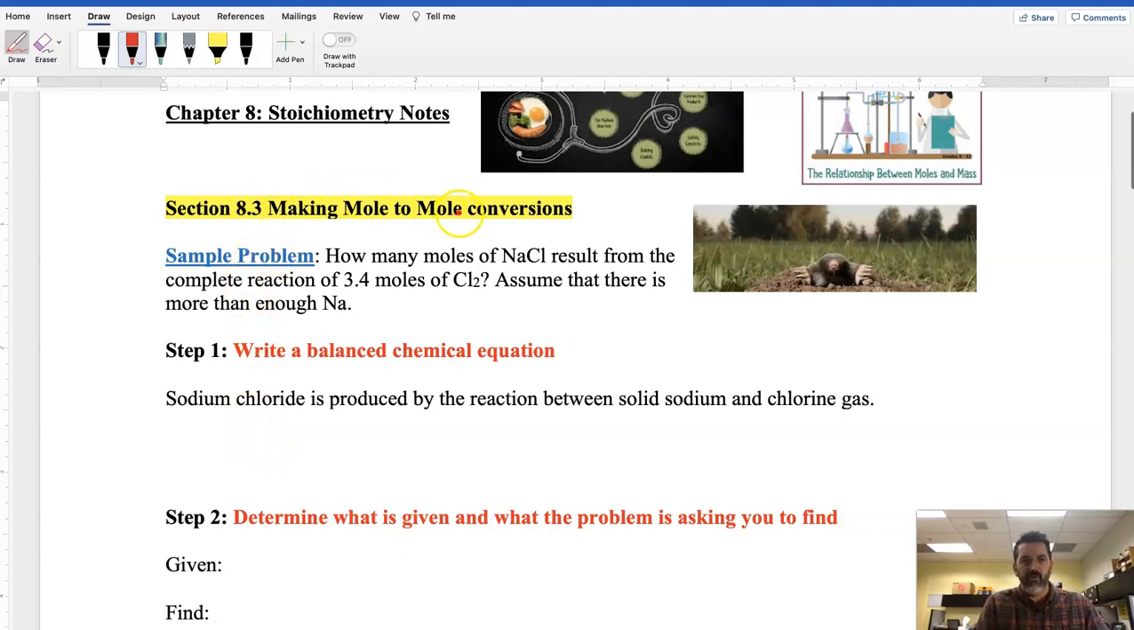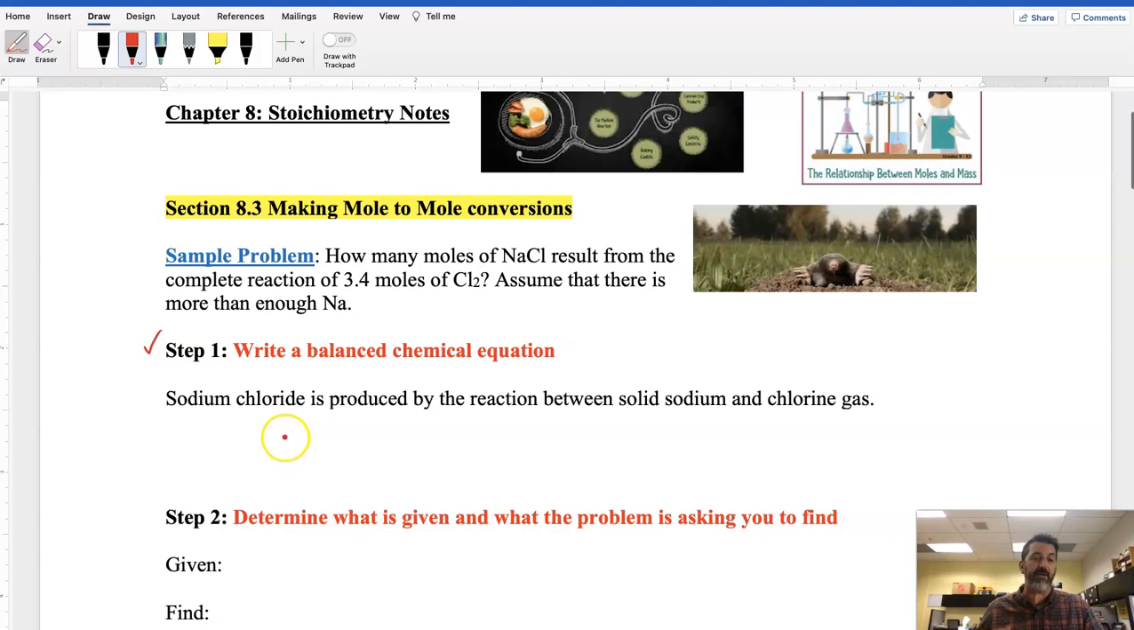So we're going to start with mole-mole conversions. The sample problem here says how many moles of NaCl results from the complete reaction of 3.4 moles of Cl2. Assume that there is more than enough sodium. The first step that we're going to do is we're going to write out the balanced equation.